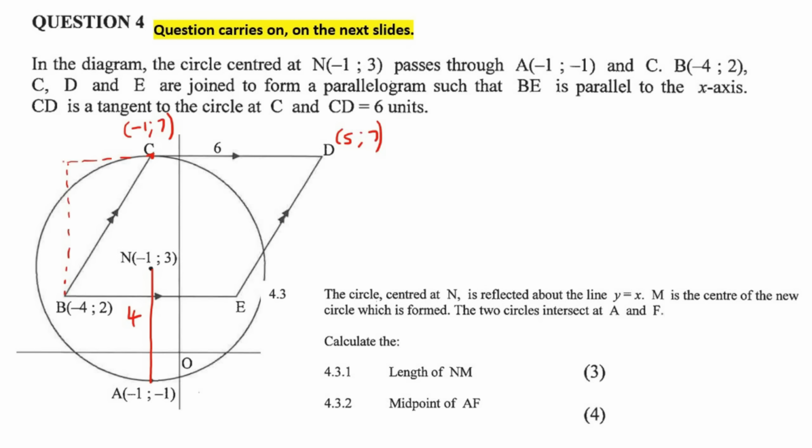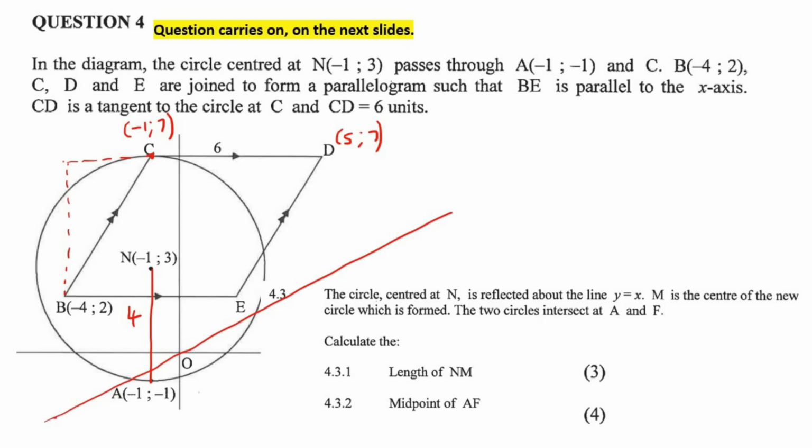Alright, so now moving on to the next part. I've tried to fill in as much of the information from the previous parts as I could. So now they say the circle centered at N is reflected over the line y = x. Oh my goodness. So the line y = x is a line that does this.